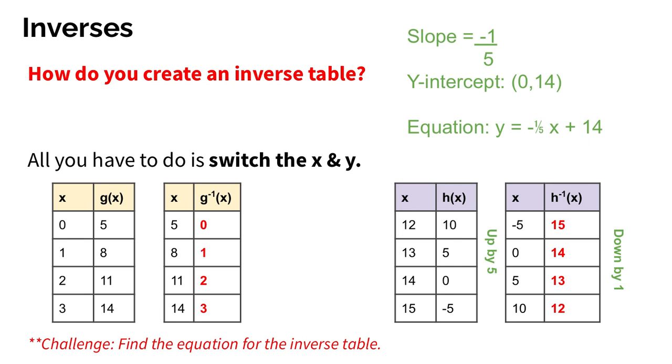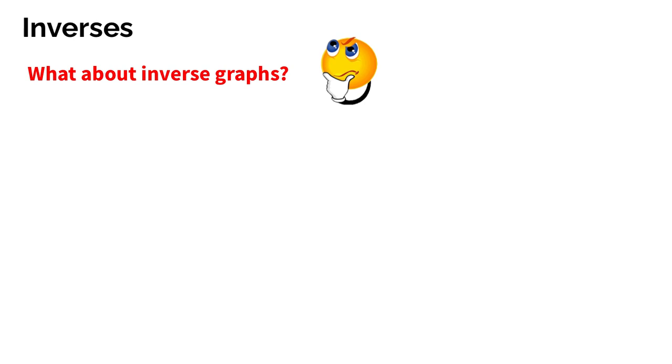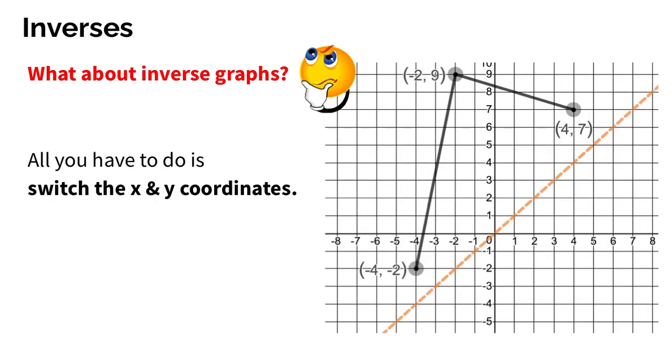All right, so that's how you do tables. Now let's look at how you do graphs. So again, what we're going to do is switch the x and the y coordinates. What I would suggest is that you make a table where you list your x values from the left side of the graph over to the right side of the graph. So you're going to go from lowest to highest for your x value.